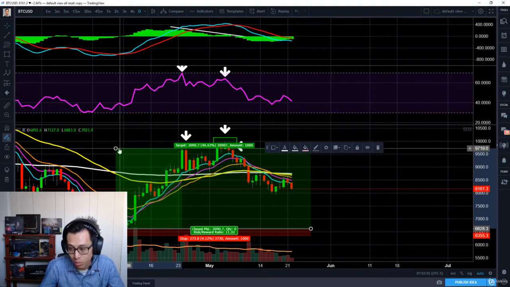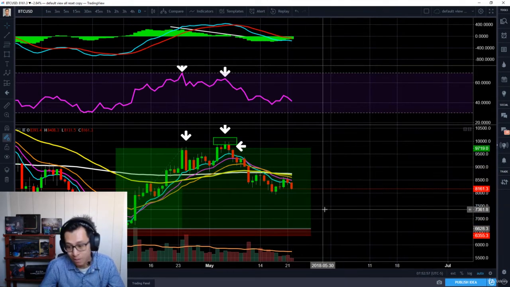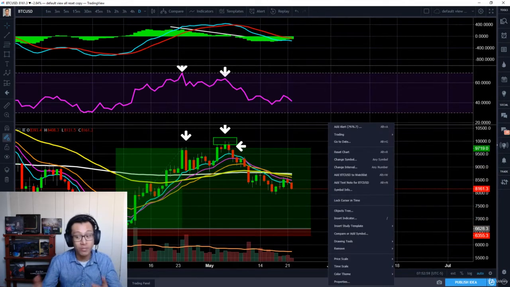And this one, you probably would have rode it for a good 46% gain. Yeah, so I'm using a lot of these strategies to find breakouts, to find really good high probability setups. And this is kind of what I do all day, guys.